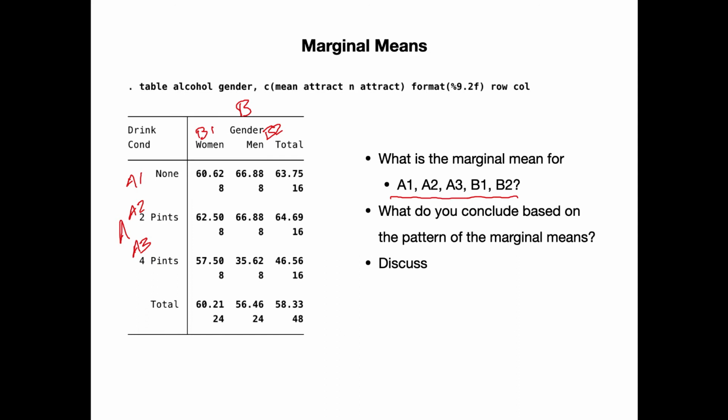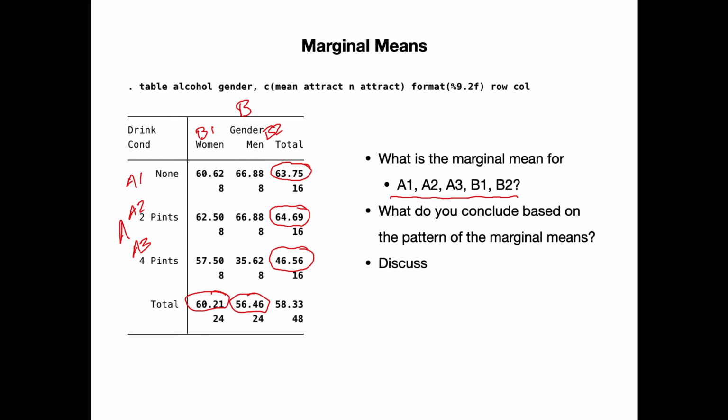Right? So the marginal mean for A1 is this guy. Marginal mean for A2, this one. Marginal mean for A3 is that one. And then B1 and B2. Okay? So if you're just looking at these marginal means, what might you conclude? So I want you to think about that for a minute. You can pause the video and think about what that indicates.